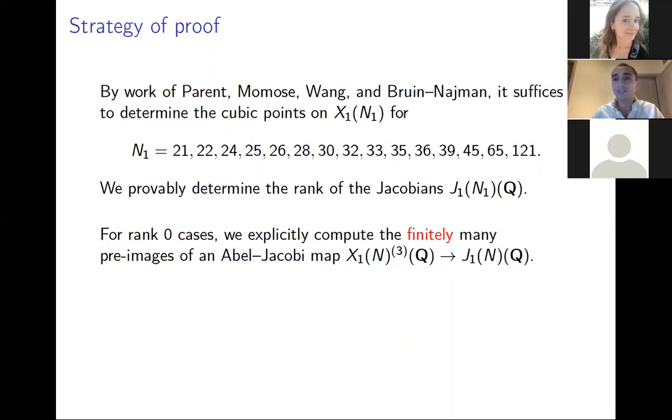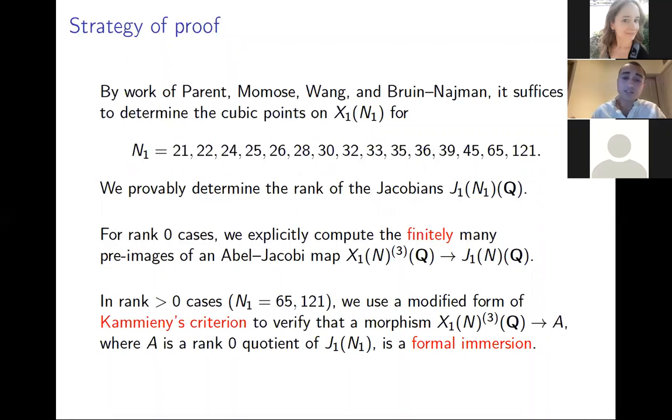However, the torsion on these Jacobians gets really, really large. Like for some values, the order is up to like 45,000 or something. And we want to actually have explicit generators of this. So one of the things we do for this is we use these modular units that Hansen talked about in his talk. But I'll say a little bit about this in a few minutes. And then for the positive rank cases, for n equal to 65 and 121, we use a modified form of Kamienny's criterion to verify that a morphism from the symmetric cube to a rank 0 quotient of this Jacobian is a formal immersion. So I won't define what these formal immersions are, but these are techniques that Mazur and Mazur-Kamienny used in their proofs, and they're incredibly useful tools for studying higher degree points on curves.